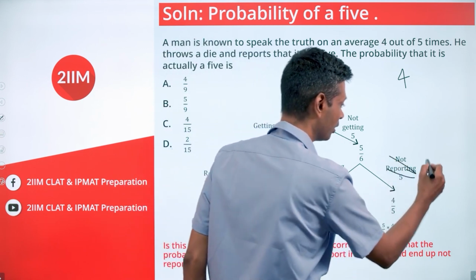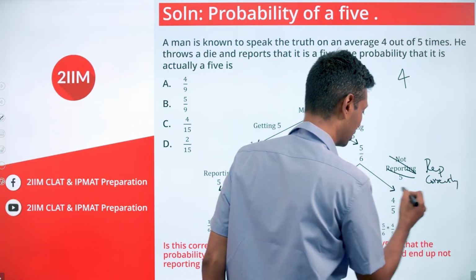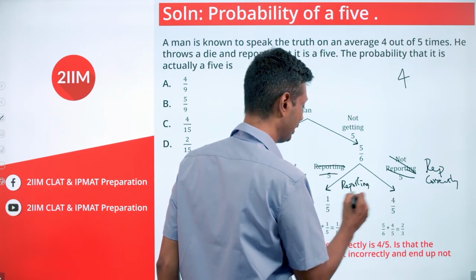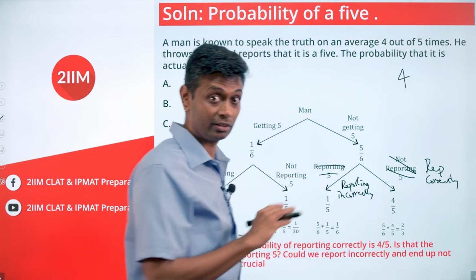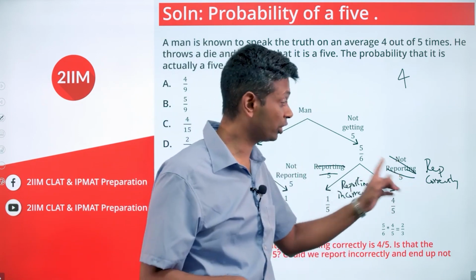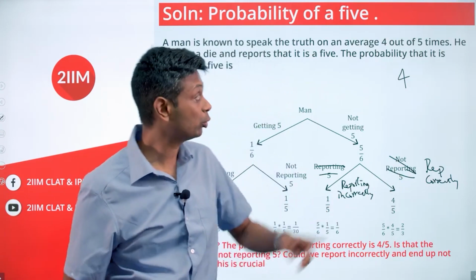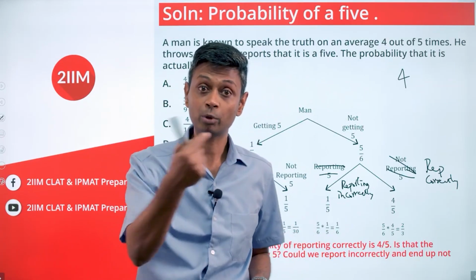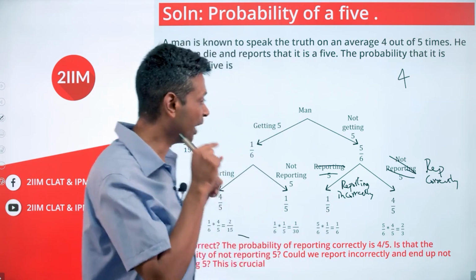Reporting correctly, that will be 4 by 5. Reporting incorrectly, that will be 1 by 5. But reporting correctly is not exactly the same as not reporting 5. Reporting incorrectly is not exactly the same as reporting 5. If I get a 4 and I report 3, I am still incorrectly reporting, but I am not reporting a 5. Fine, so that part is very, very crucial. So I am going to dive deeper into that.